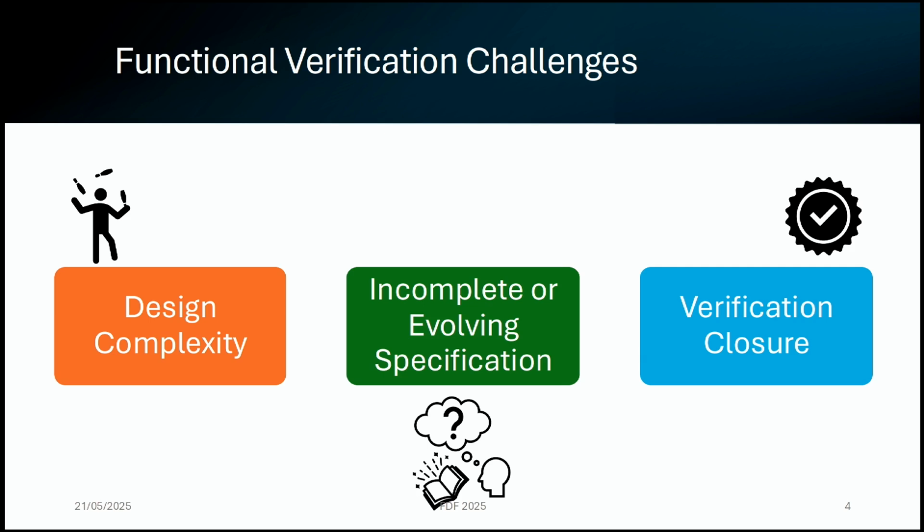Another problem is design complexity. So design grows bigger and more complex, and this is because we want more performance, we want more features, and that means that the state space of this design is growing. And it just means that it's harder and harder to hit all those corner cases and be sure that our design is working in all the possible states.